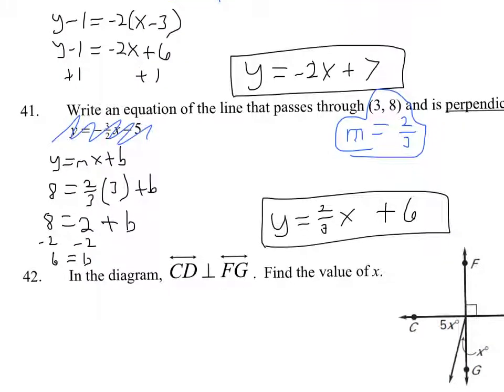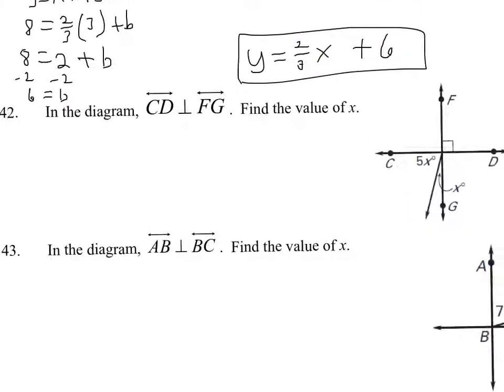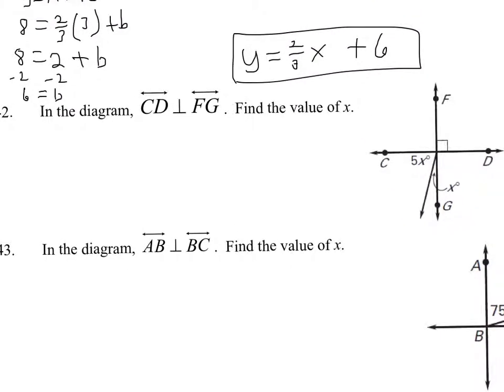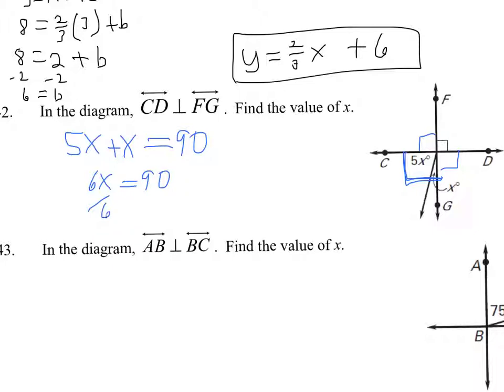Alright, let's take a look at these last two examples here. Number 42, in the diagram, CD is perpendicular to FG, and we know that. We can see the perpendicular marking. Find the value of x. Well, we learned a theorem that says that if two lines are perpendicular, all 4 angles formed are going to be right angles. So this is a right angle. It's going to add up to 90 degrees. So I'm just going to put that into an equation. 5x plus x, those two angles together equal 90 degrees. 5x plus x is 6x. So 6x equals 90. Let's divide that by 6. And 90 divided by 6 is 15. So that is the answer.